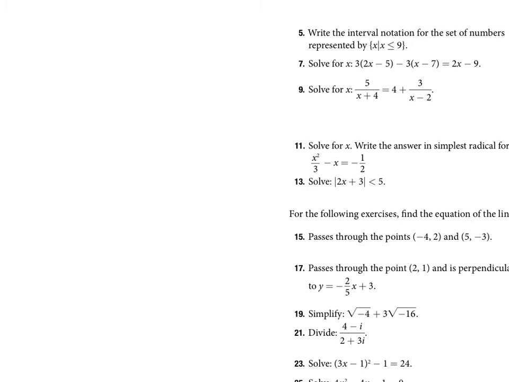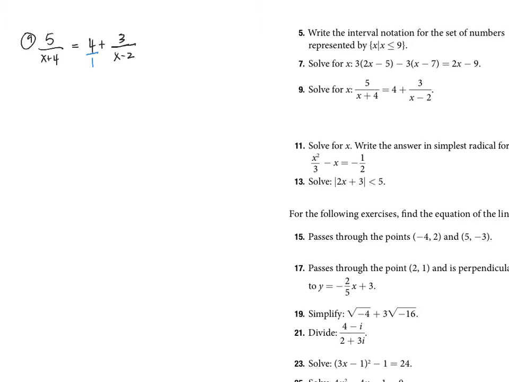Solve for x. So we have 5 over x plus 4 equals 4 plus 3 over x minus 2. All right, so this is a rational equation. We've got these fractions with variables involved. The first thing we want to do is make sure you realize everything is going to be treated like a fraction. So if you have a whole number, you can put it over 1 to make it a fraction as well.